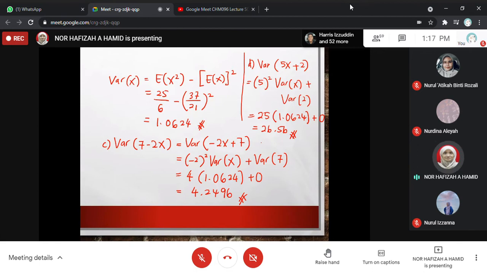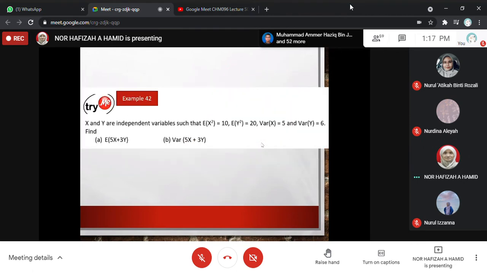Okay, next we have the last example, example 42. Try example 42. So x and y are independent variables such that E of x squared is 10, E of y squared is 20, the variance of x is 5 and the variance of y is 6. We need to find E of 5x plus 3y.